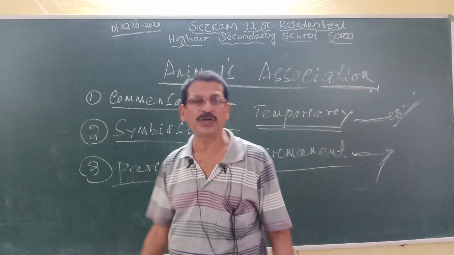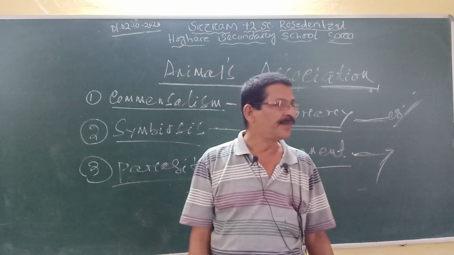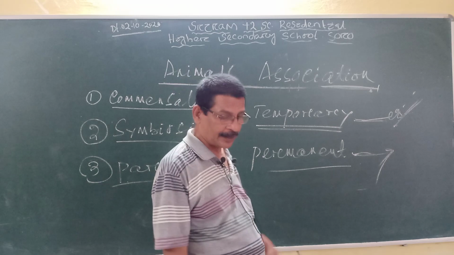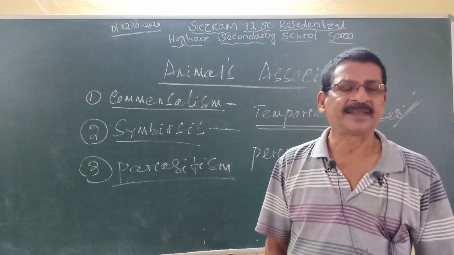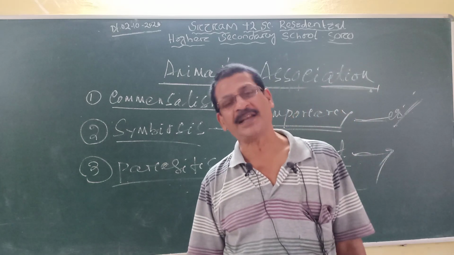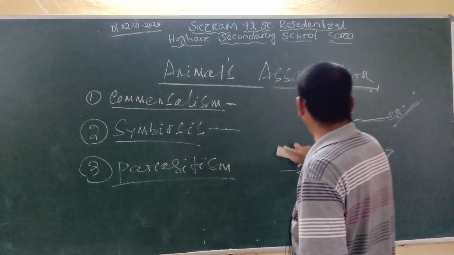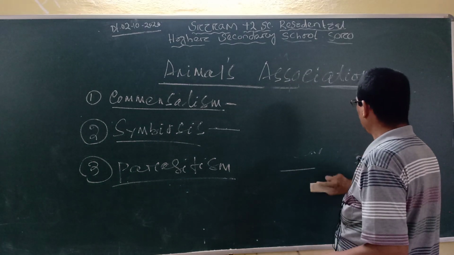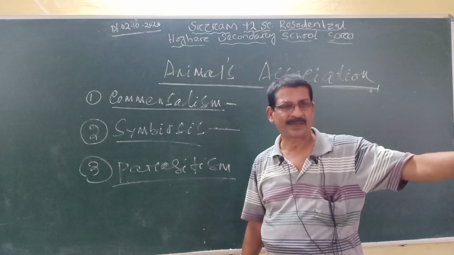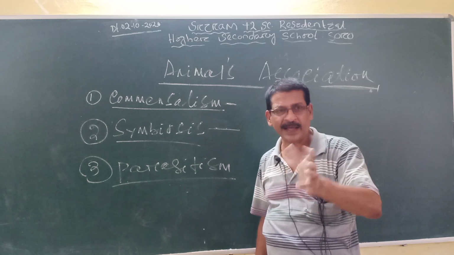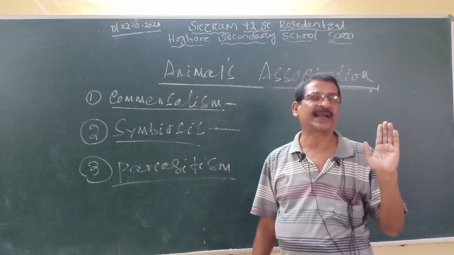Those which are permanently attached to the host body are called permanent parasites. Clear? Another two terms are there also, which I have not written: the obligate parasite and the facultative parasite. Obligate means they lead their life purely parasitically. If you separate them, they will not live, they will die. Clear? They are obligate parasites.